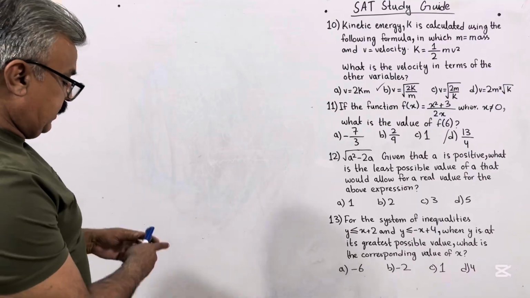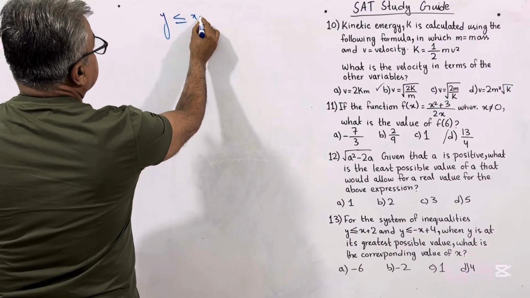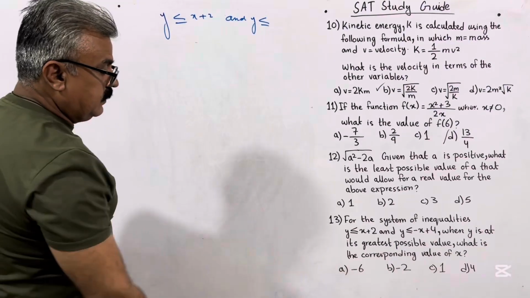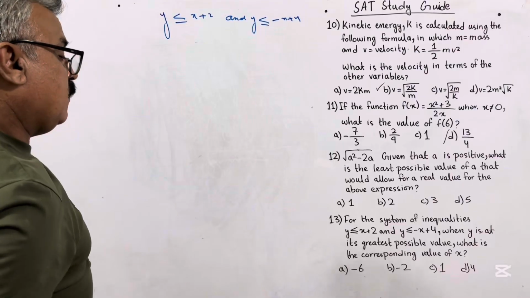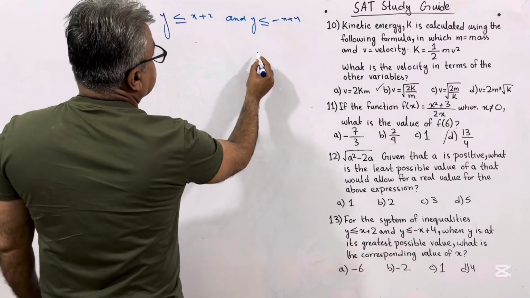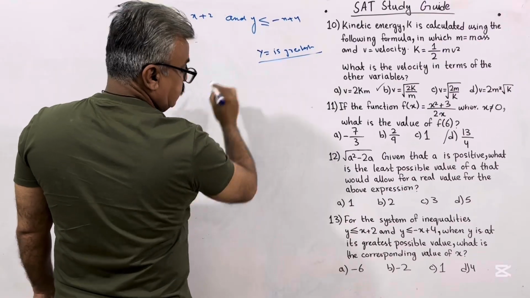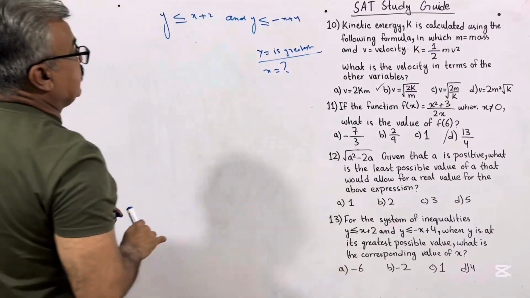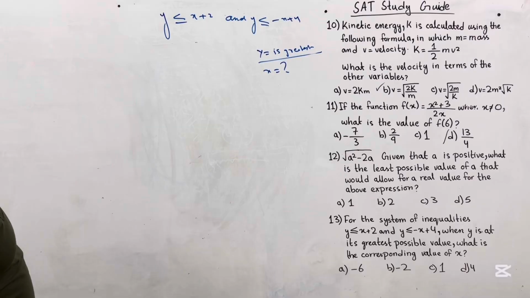Moving towards the next question, for the system of inequalities, we are given two inequalities: y is less than or equal to x plus 2 and y is less than or equal to minus x plus 4. When y is at its greatest, we are asked to find the corresponding value of x.